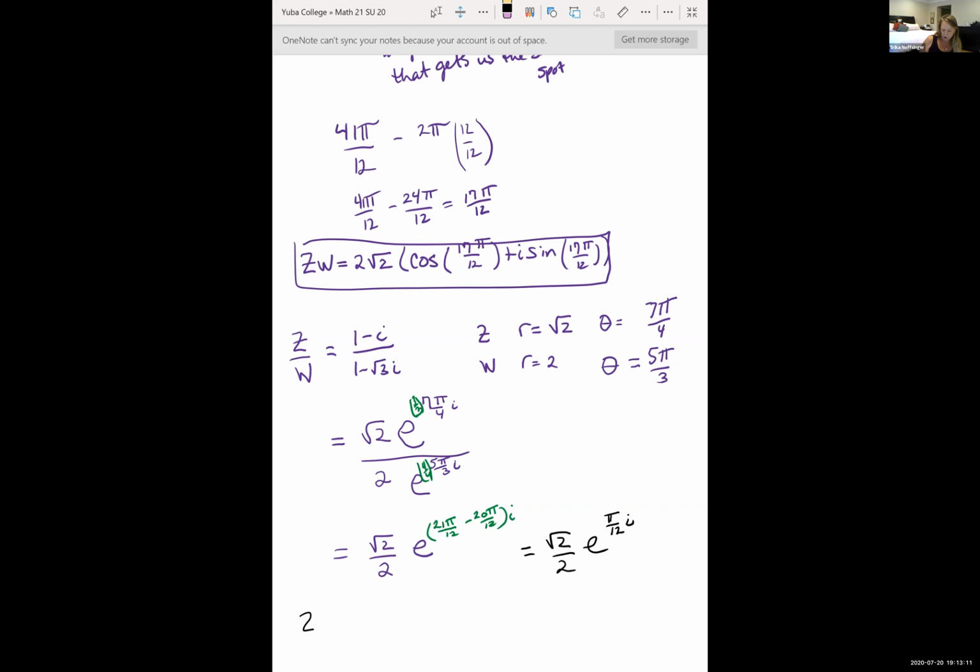So in polar form, we have our root 2 all over 2 times cosine. Well, if we subtract those two angles, we already did the work here. So subtracting the two angles, we would have pi 12ths, plus i sine of pi 12ths.